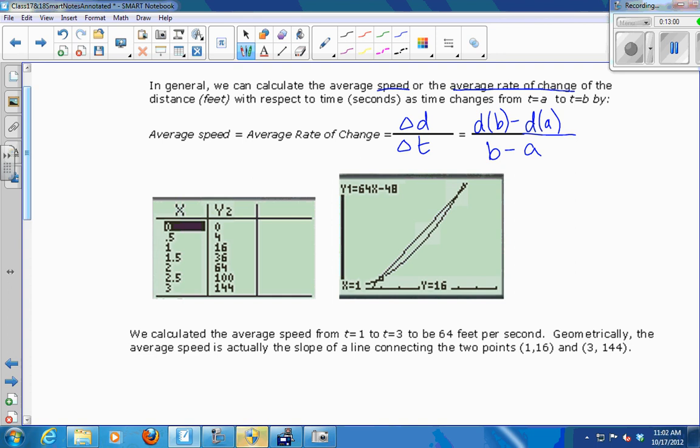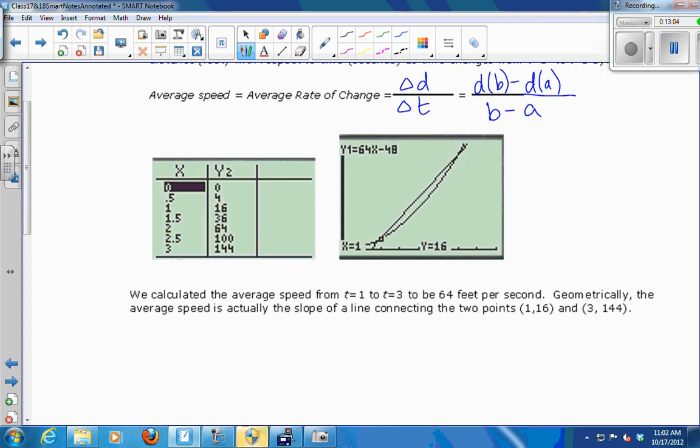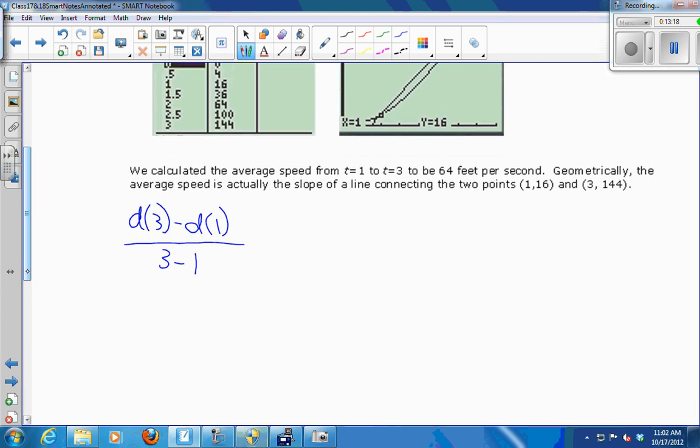So 64 feet per second, when we calculated the average speed from t equals 1 to t equals 3, we got 64. That's a slope, right? We did d of 3 minus d of 1 over 3 minus 1. d of 3 and d of 1 are y values, right? And 3 and 1 are x values, or t values, output and input. This is a slope.